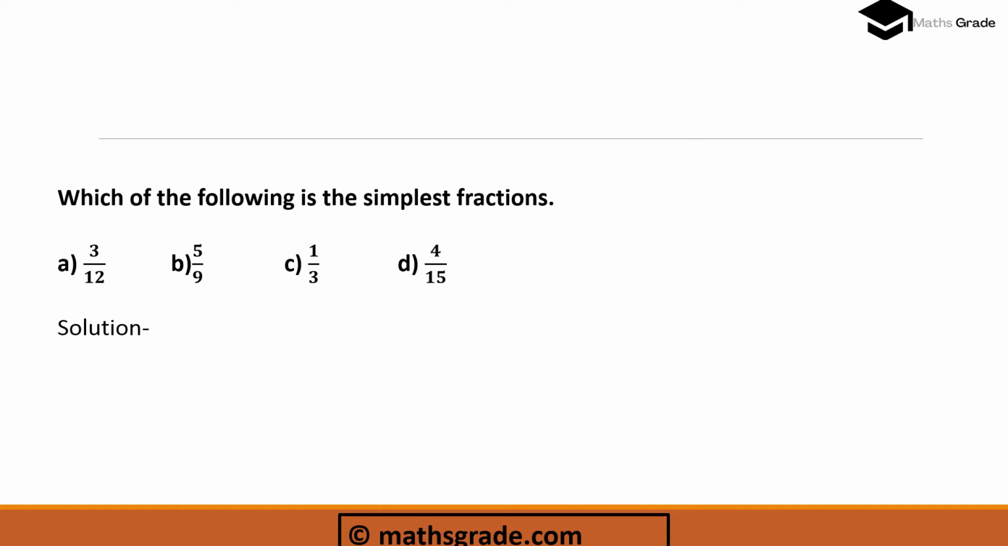Now we will solve question number 7. Which of the following is the simplest fraction? Options are A, 3 divided by 12, option B, 5 divided by 9, option C, 1 divided by 3, and option D, 4 divided by 15. From these options we have to find the fraction which is in the simplest form. So first, 3 divided by 12.